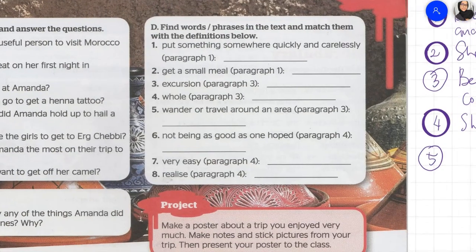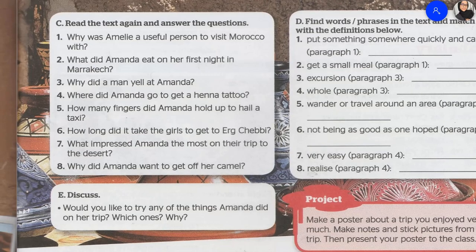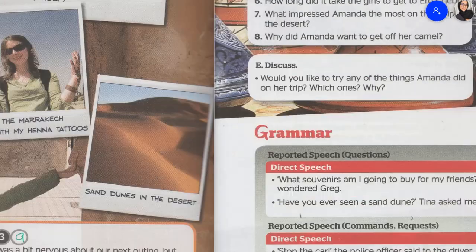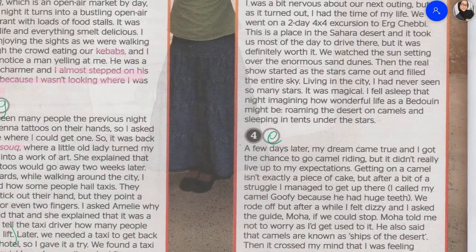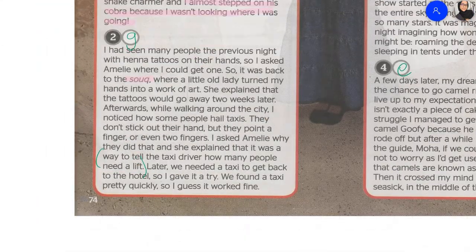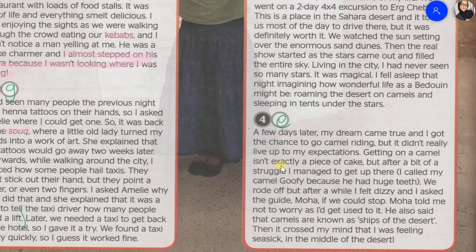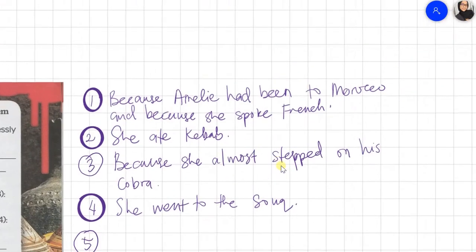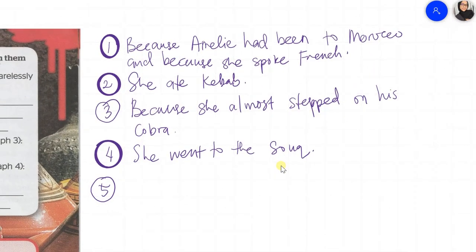Right, question number 5. How many fingers did Amanda hold up to hail a taxi? Tengok, jom tengok balik. Mana cakap? Where is it? Yeah. So I gave it a try. We found the taxi pretty quickly, so I guess it worked fine. How many fingers? 2 fingers, because she was with Amelie. Amanda was with Amelie. 2 fingers.